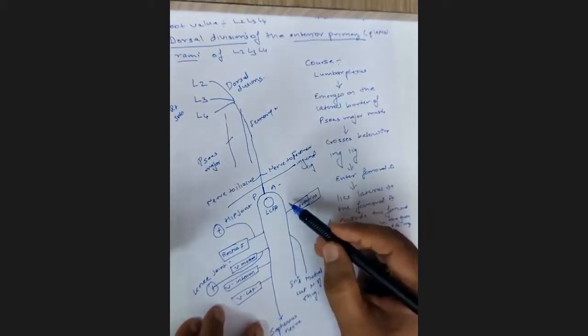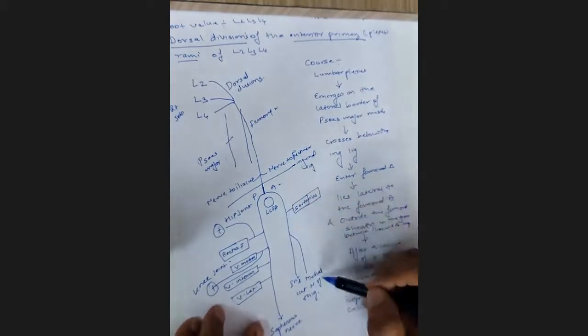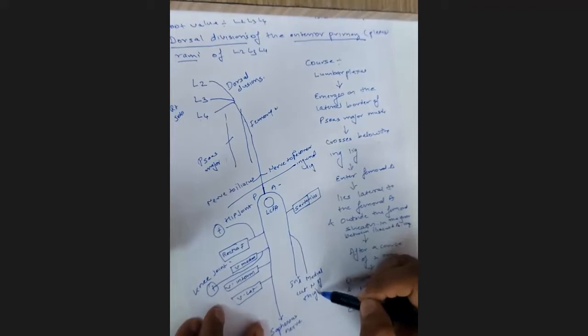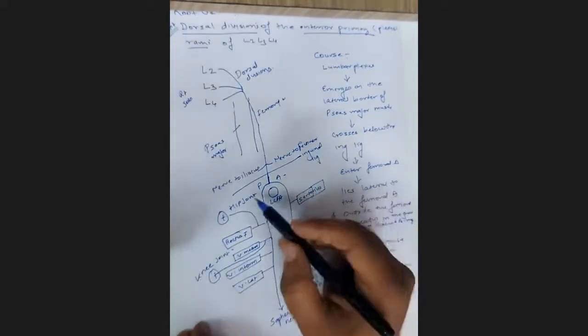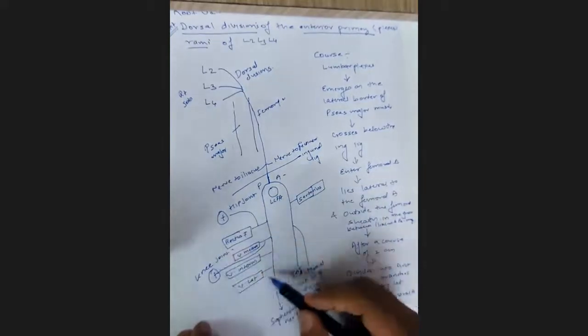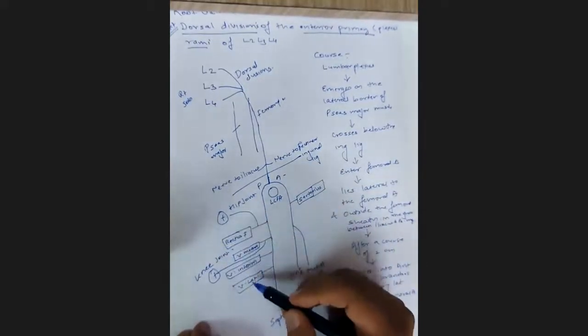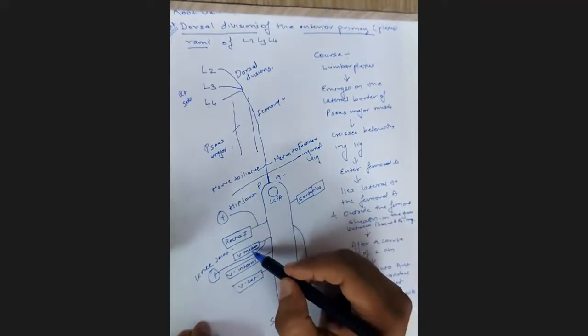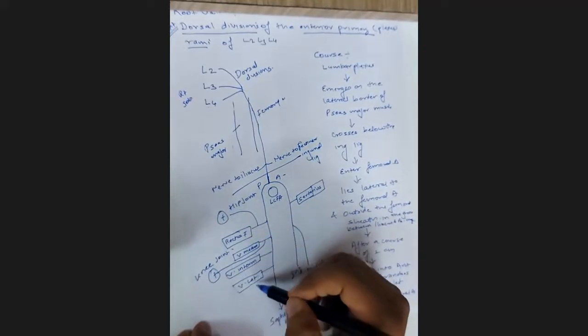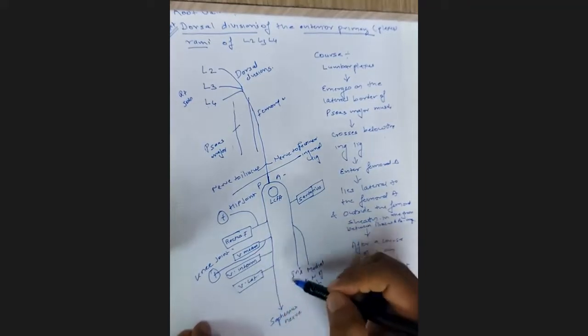Anterior branch is mostly sensory, so it gives medial and intermediate cutaneous nerve of thigh and one branch to sartorius. While most of the branches of the posterior division are to the muscles: nerve to rectus femoris, nerve to vastus medialis, nerve to vastus intermedialis, nerve to vastus lateralis, and one cutaneous branch, that is saphenous.